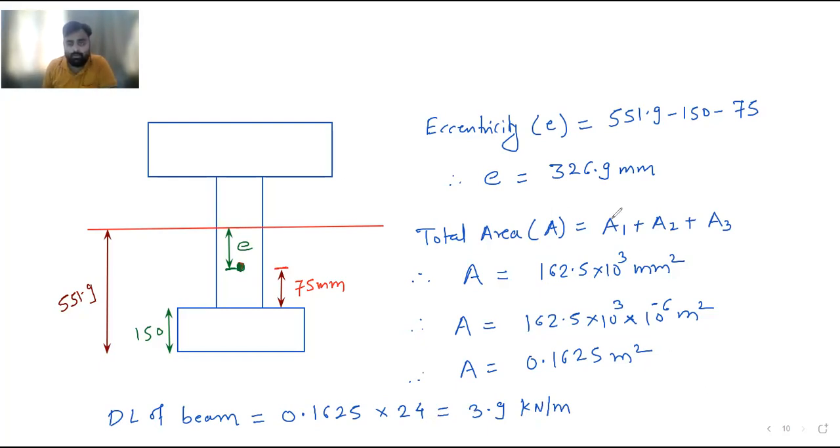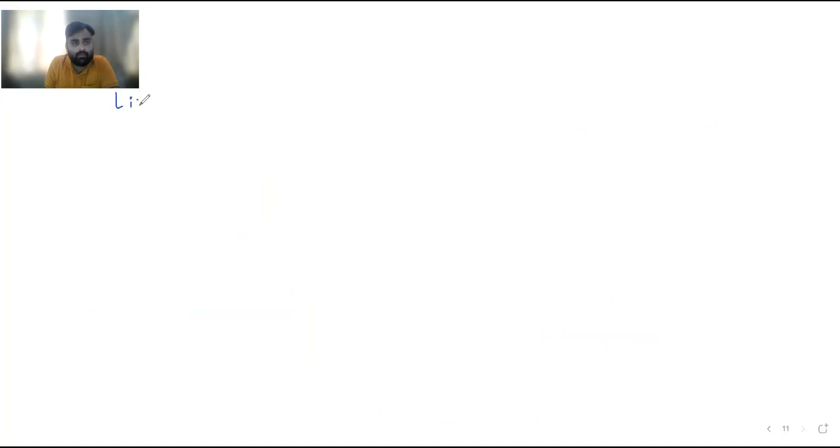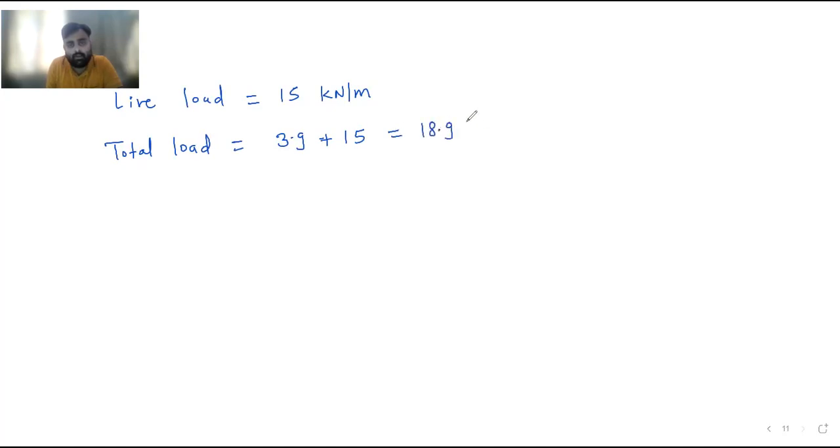So now the live load on the beam is already given to us. So the live load is equal to, it is already given, 15 kilonewton per meter. So now calculate the total load. Total load is equal to 3.9 dead load plus 15 live load. So the total load is 18.9 kilonewton per meter.